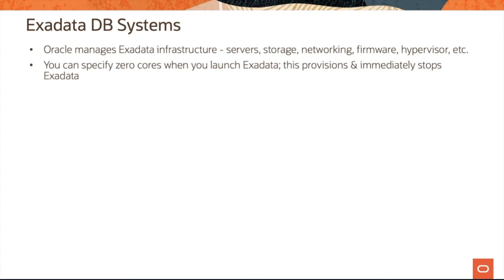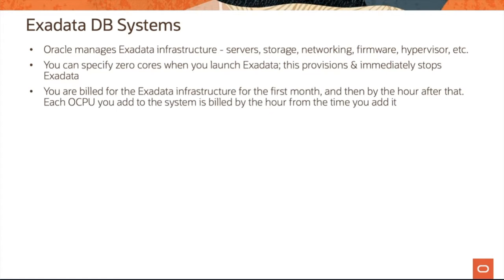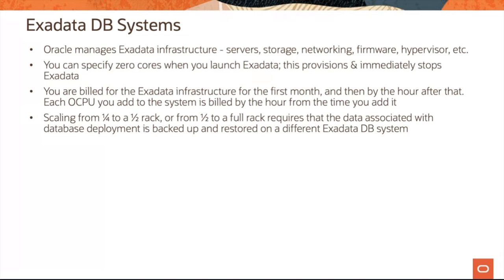You can specify zero cores when you launch Exadata. This will provision and immediately stop the Exadata service. You are billed for the Exadata infrastructure for the first month and then by the hour after that. Each OCPU you add to the system is billed by the hour from the time you add it. Scaling from quarter rack to a half rack or from half to a full rack requires that the data associated with database deployment is backed up and restored on a different Exadata DB system.